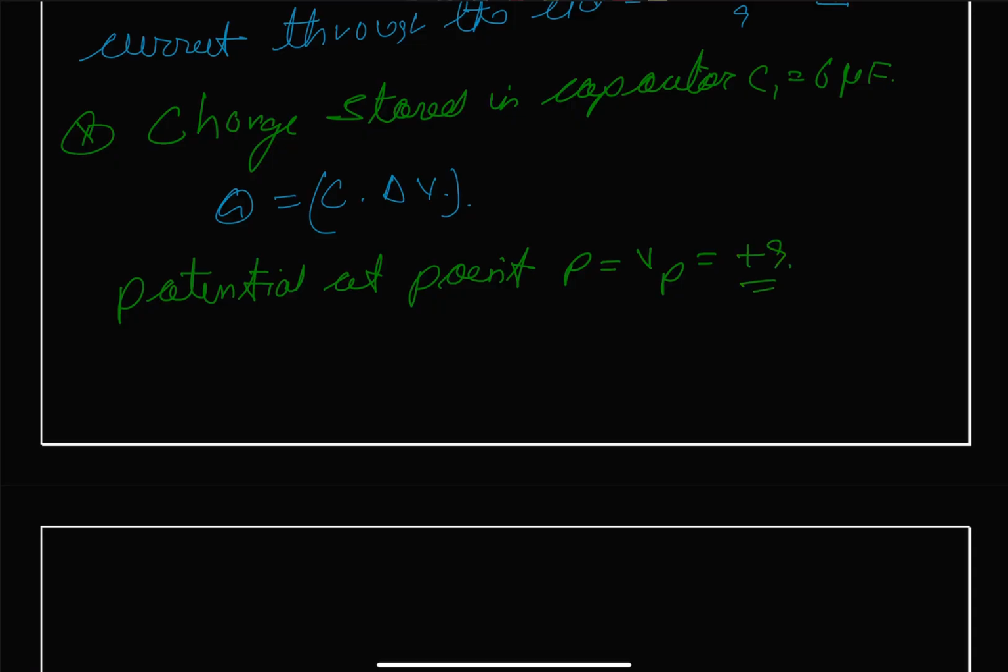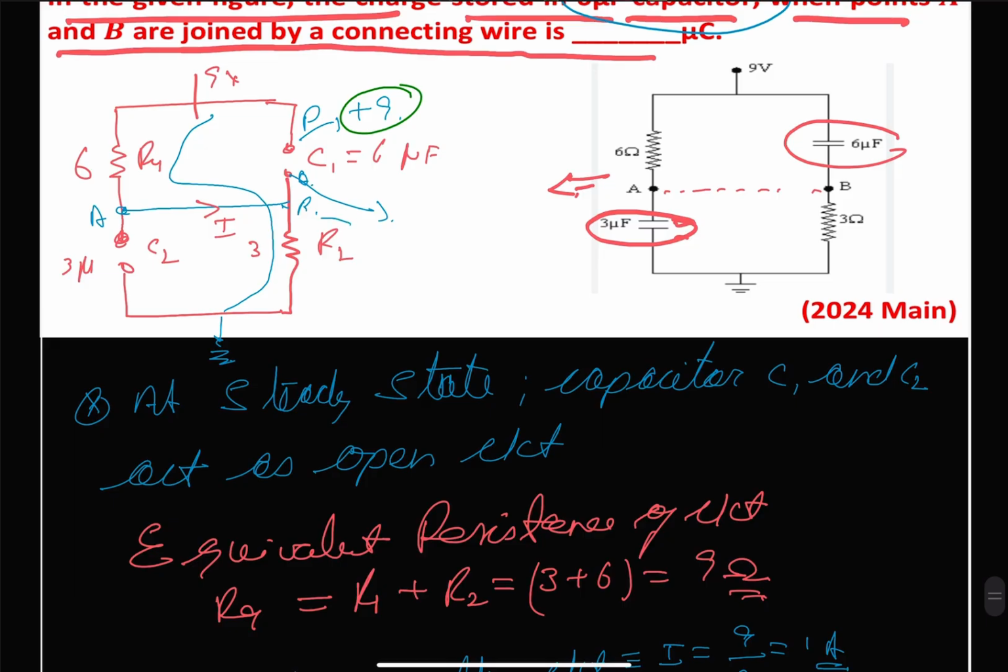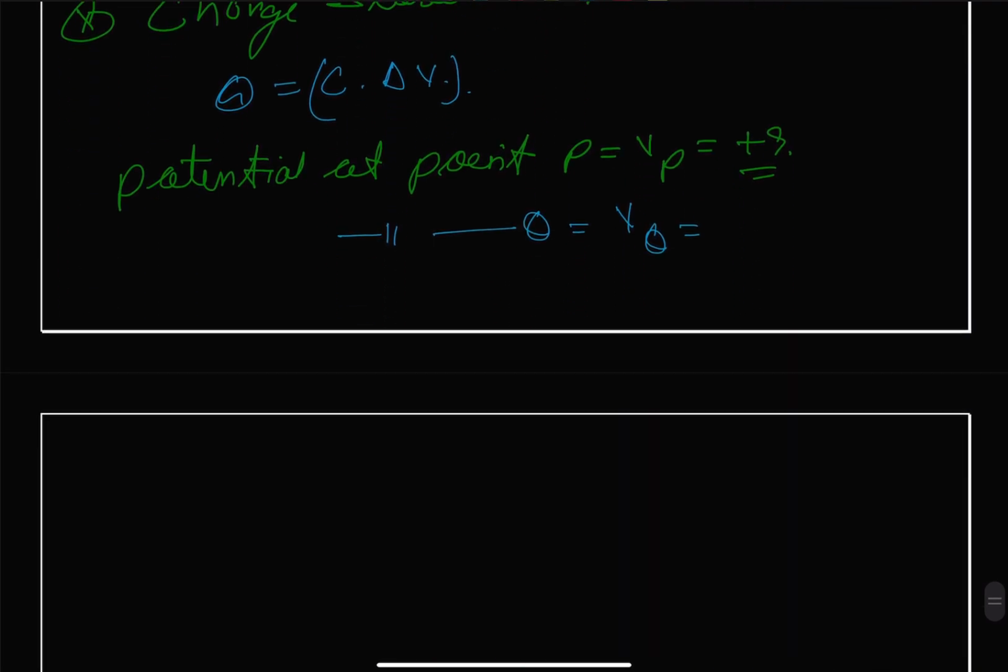And the potential at Q, let us call that Vq, will be equal to the potential across R2, which is 3 multiplied by 1, giving us 3 volt. So the potential at point Q is Vq, equal to the potential across R2, which comes as 1 multiplied by 3, giving us plus 3 volt. Therefore, delta V will be equal to 9 minus 3, giving us 6 volts.